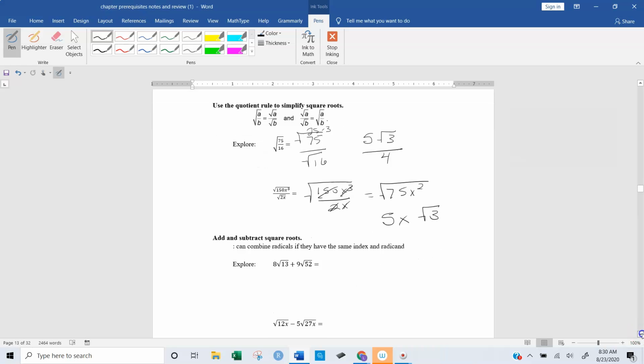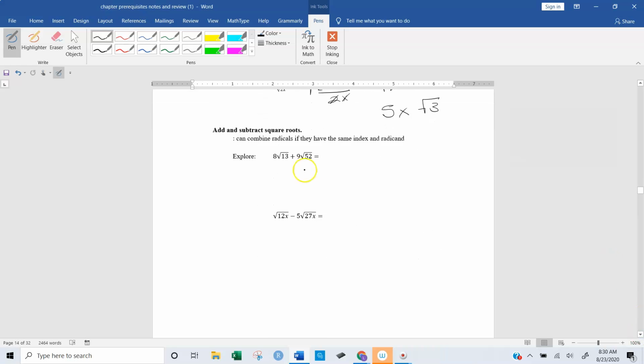Okay, next one. In order to add, square roots work kind of like variables. They have to be the same, and then we can add or subtract their coefficients. Well, 13 and 52 are not the same, so we have to see if we can get them that way. Well, 13 is prime, so I know there's nothing I can do with 8 square roots of 13, so he just stays. Well, let's see what we can add.